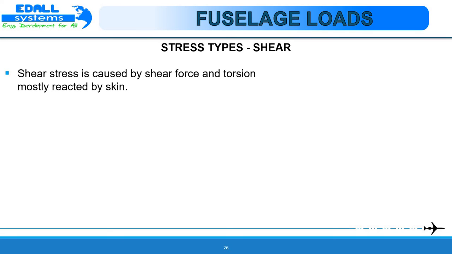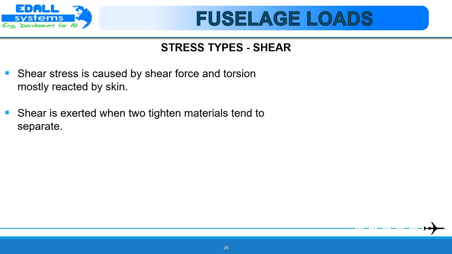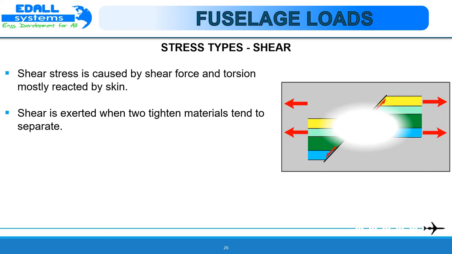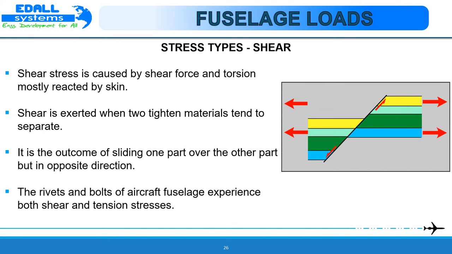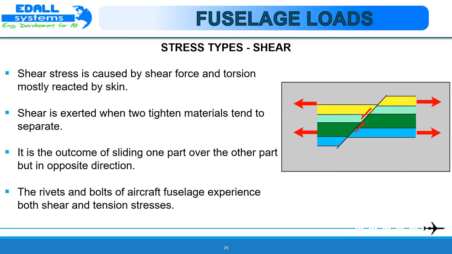Stress type shear. Shear stress is caused by shear force and torsion, mostly reacted by skin. Shear is exerted when two tightened materials tend to separate. It is the outcome of sliding one part over the other part in the opposite direction. The rivets and bolts of the aircraft fuselage experience both shear and tension stresses.